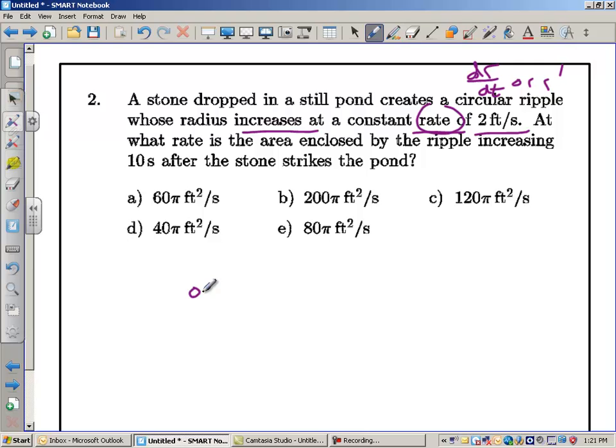So I've got a little circular ripple getting bigger. It's like a donut. Look, I have rainbows, unicorns, donuts. What else can you ask of your math teacher? Okay, so there's my picture in motion.